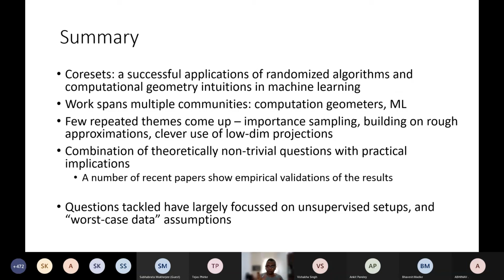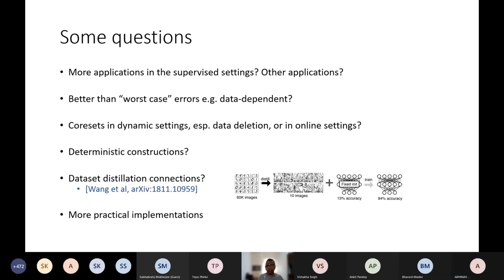Based on the rough approximation, I now build a smaller data set, and on that I do more hardcore things, right? There are a lot of very interesting non-trivial questions with practical implications. There are a lot of open questions also. In case you have any more questions, I'll be very happy to answer.